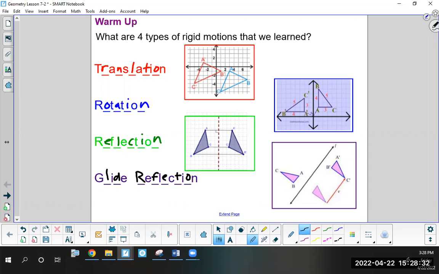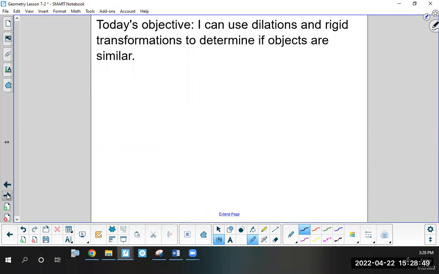Okay, and then the ones that we talked about on Friday were dilations. Dilations are not rigid because they are going to change the size and shape of our item. Actually, just the size. The shape will stay the same. Okay, so in today's lesson, we're going to use dilations and rigid transformations to determine if objects are similar.